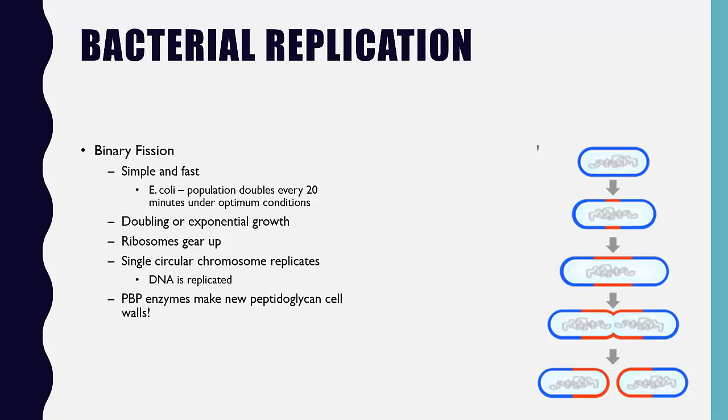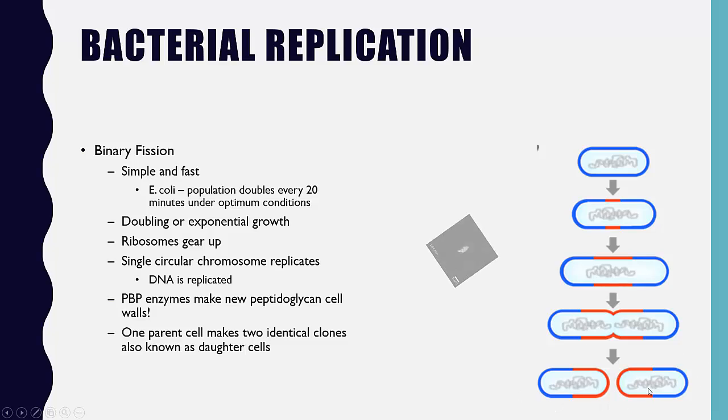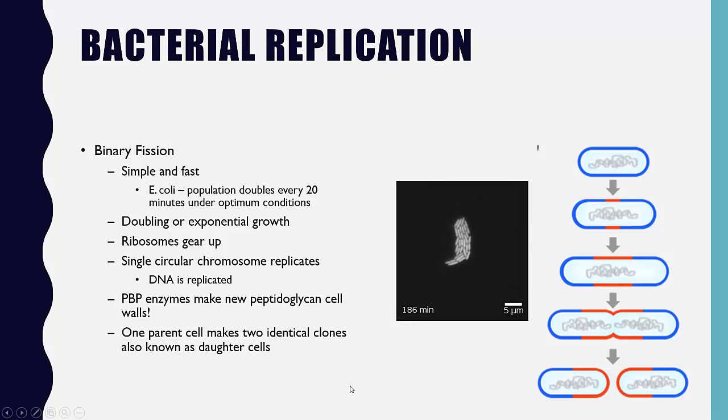DNA is replicated. PBP enzymes make new peptidoglycan cell walls, shown here in orange. See, a PBP, if you block those PBP enzymes, this is all the parts of the cell wall that is weak. All right. One parent cell ends up making two identical clones we call daughter cells. And here we can see binary fission. And look how fast. This is exponential growth or doubling time.